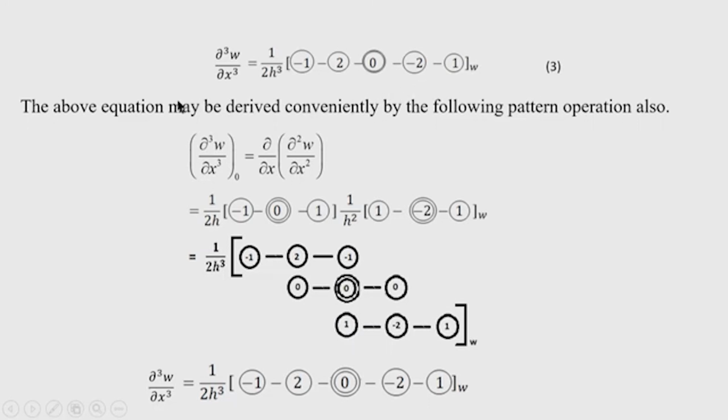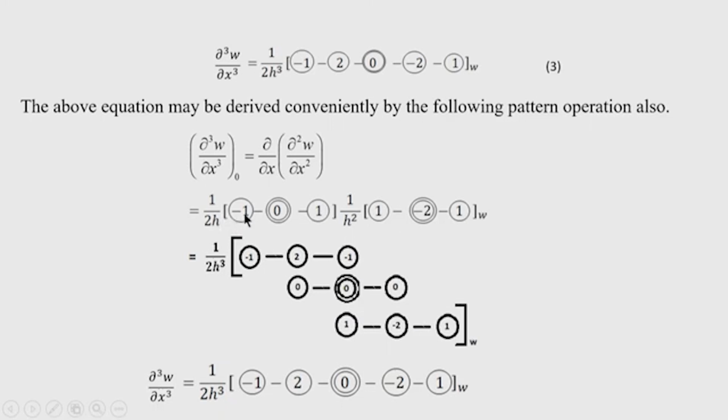The above equation may be derived conveniently by following the pattern operation also. So, what is pattern operation? We know del square w by del x square, and also we know this operator because we have calculated the slope. So, we write this operator 1 by 2 h minus 1 0 plus 1, this is the operator that I have written. Then second is del square w by del x square. So, this operator is 1 by h square 1 minus 2 1. So, pattern operation means here you just expand it.